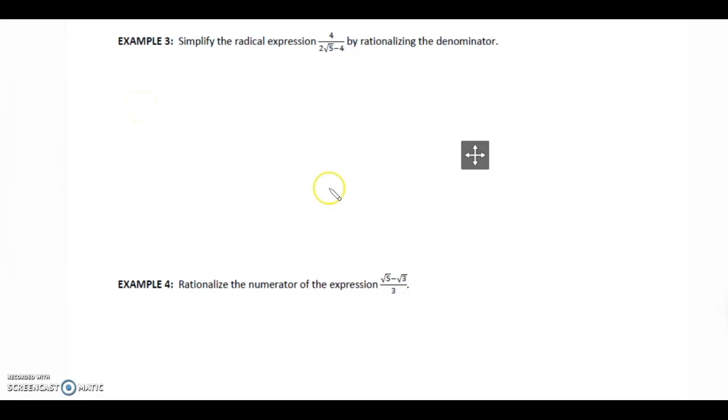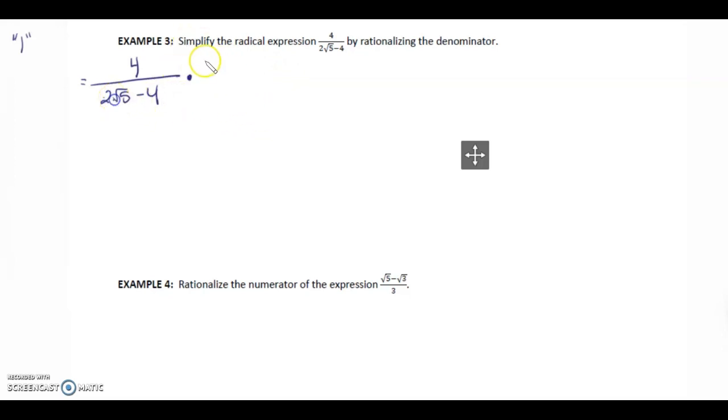Example 3, simplify the radical expression 4 over 2 root 5 minus 4 by rationalizing the denominator. So let's start with 4 over 2 root 5 minus 4. So the denominator is a binomial, so we're going to go ahead and multiply this by the conjugate. Okay, but we're multiplying by 1, so we're going to put the conjugate in the numerator and the conjugate in the denominator.